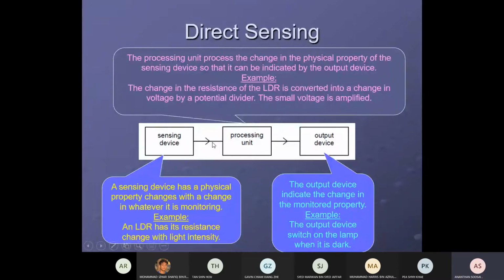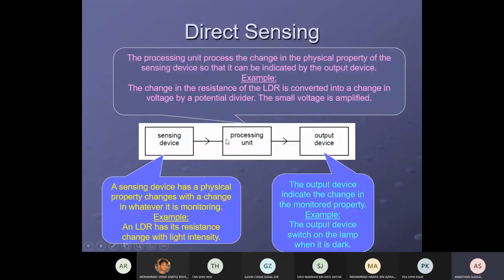Then these sensors are connected to a processing unit. The processing unit is the brain of the electronics, the op-amp. The amplifier is the processing unit, the brain, like the processor in your computer. The sensing device gives an input to the processing unit. Then the processing unit will decide whether to switch on or off the output device. The output device could be an alarm, a speaker, a light, or an LED.